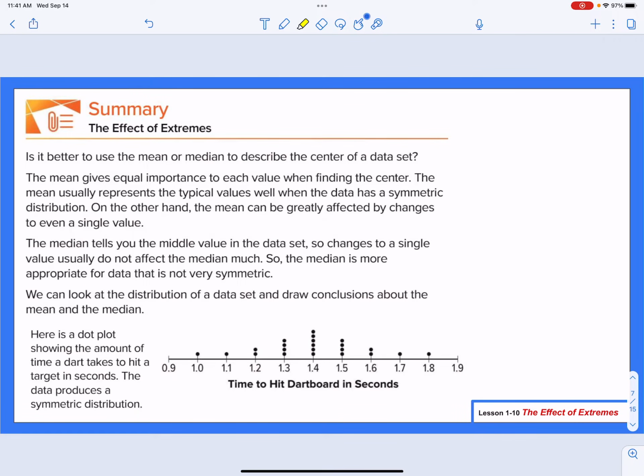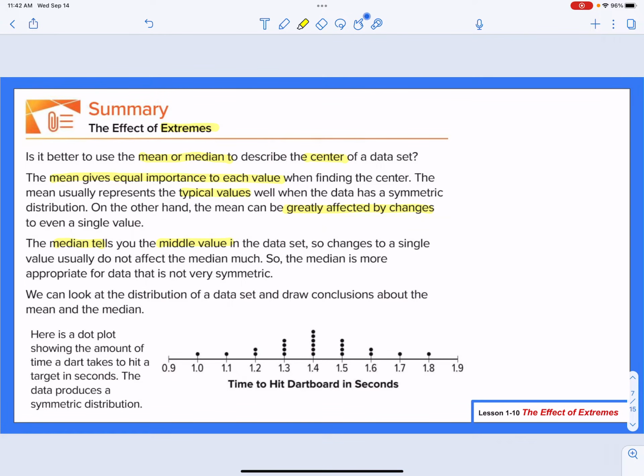Okay, the idea is to see what those extremes are going to do to our values. So the question is always, is it better to use the mean or the median when describing the center? And the answer to that is it really depends. It depends on the types of values that you have and what you're trying to determine or figure out. Okay, the mean gives equal importance to each value, which is something to keep in mind there. So that represents the typical values there. Okay, but it's greatly affected by changes of even one value. So those extremes are going to affect the mean. The median tells you the middle. So even though you have an extreme, it's not going to affect it as much.